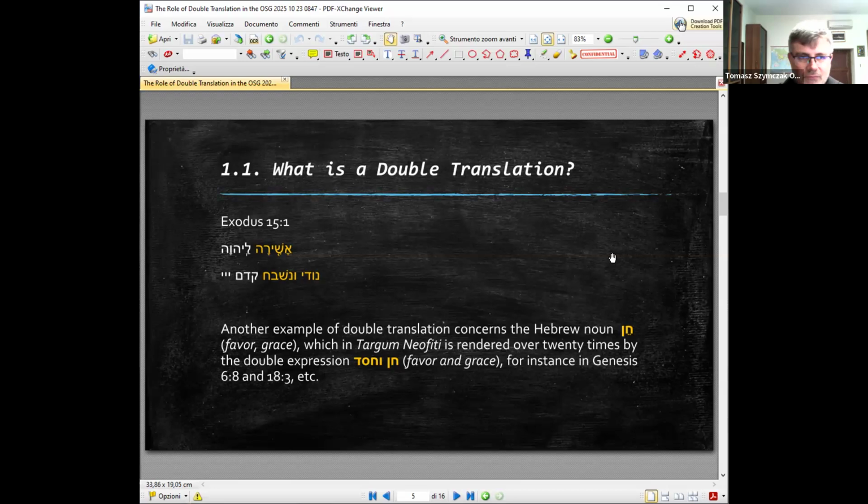Another example of double translation concerns the Hebrew noun chen, favor, grace, which in Targum Neophiti is rendered over 20 times by the double expression chen vechesed. So, for instance, in Genesis 6:8, 18:3, and so on. To summarize, double translation occurs whenever a single word, verb, noun, or expression is translated by a doublet.